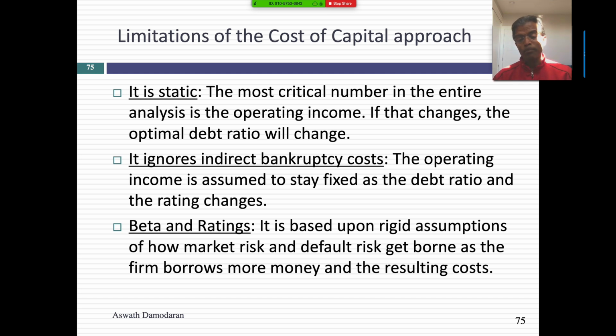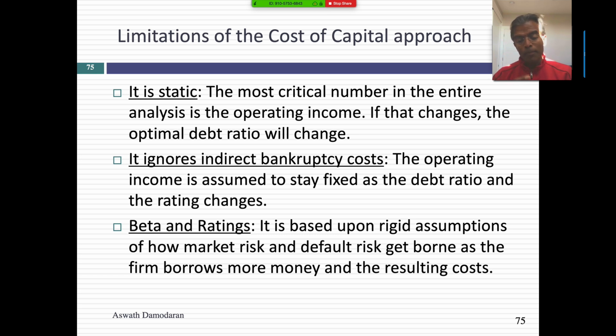It's operating income. Remember, as my debt ratio goes from 20 to 30 to 50 to 90%, my rating is dropping. As my rating is dropping, people are getting more and more worried about my survival. My customers stop buying my products. My suppliers demand cash. Do you see what I'm saying? My operating income is likely to decrease if my rating drops to single B or triple C. And I'm not factoring that in when I do the traditional cost of capital approach.